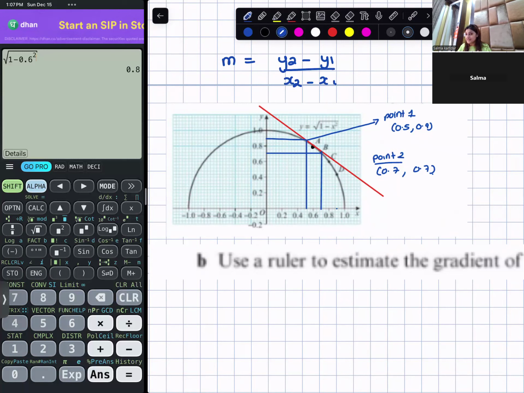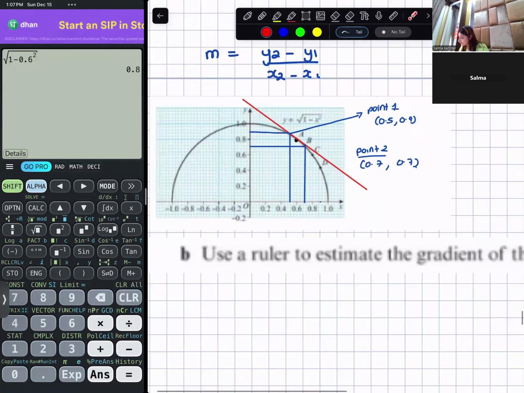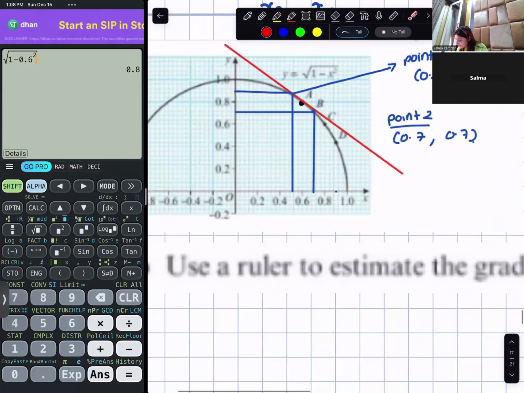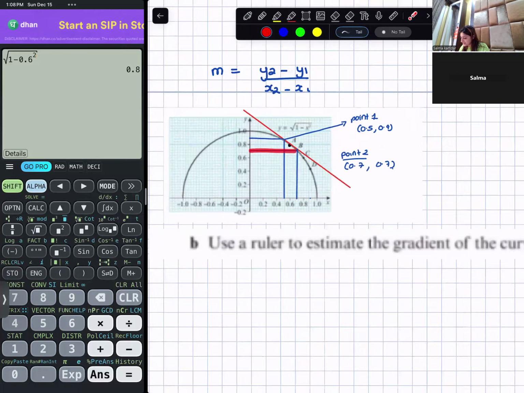Okay, I need to estimate 2 points. So any 2 points which can be clearly visible to you, you can take to find the gradient of the tangent at point A. So here I have drawn a tangent. I have taken my first point where my x coordinate is 0.5 and my y coordinate is 0.9. I can clearly see this point. Whatever point you can clearly see, you can take. And I have taken my second point over here, where my x coordinate is 0.7 and the y coordinate is also 0.7.